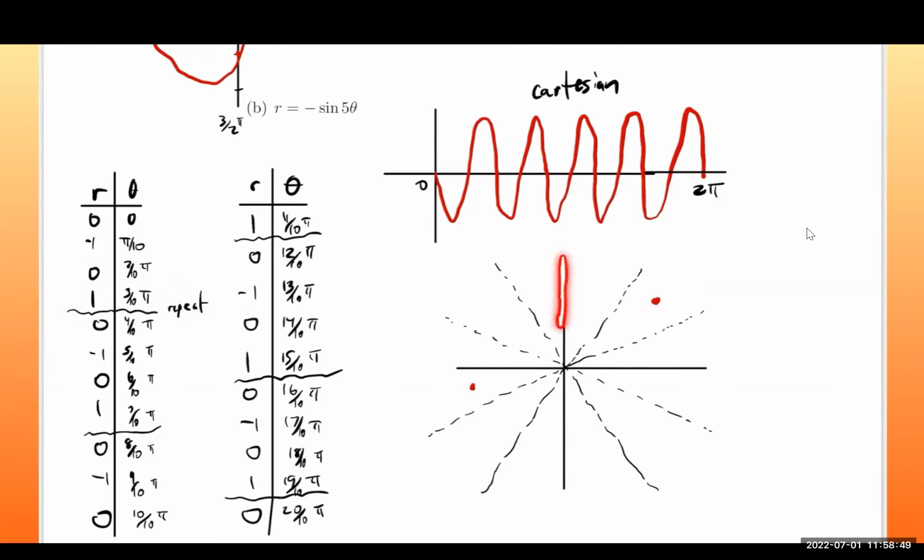And then at 5/10, 5/10 would be right here. It's going to be at -1, which means down here. So that would be about right here. And then at 7/10, that's going to be right here. It's going to go +1, so it'll be right there. And then the next one would be 9/10. So 9/10 is going to be about right here. It's going to go to -1, which means it's going to go in this direction, so right here.